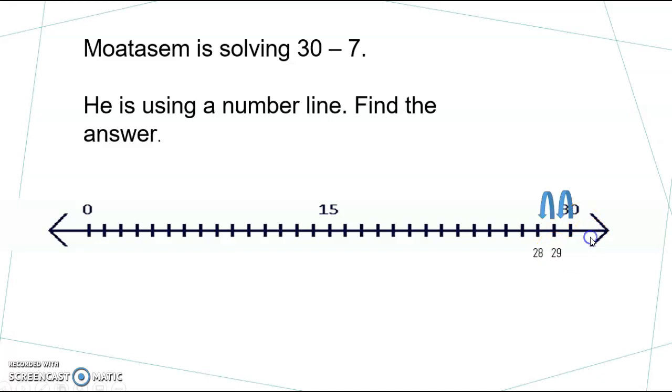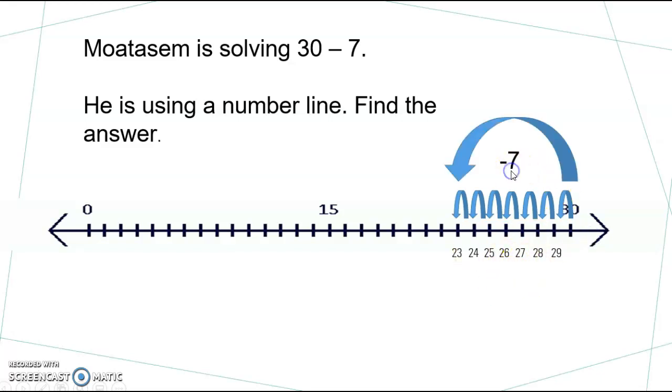2, so we're at 28, 3, 27, 4, 26, 5, 25, 6, 24, 7, 23. Take away 7. If you wanted to do a big jump of 7, that's fine. You could also use your knowledge of number bonds. If we're at 10 and we're taking away 7, 3 plus 7 equals 10, so it would be 23.